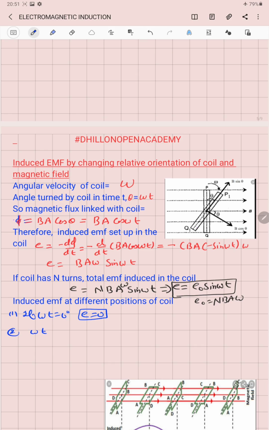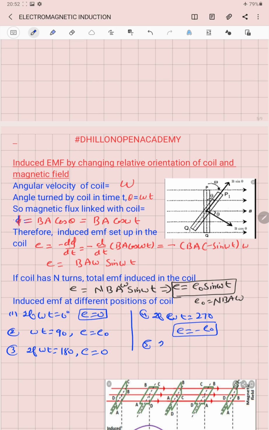If omega t is equal to 90 degrees, E will be equal to E naught. If omega t is equal to 180 degrees, E will be again 0. If omega t is equal to 270 degrees, E will be equal to minus E naught. And if omega t is equal to 360 degrees, E will be again equal to 0.